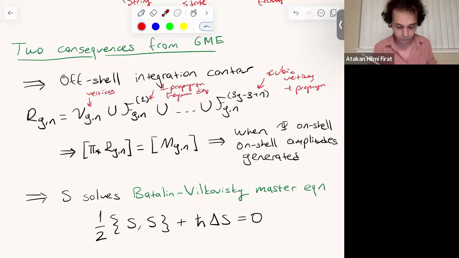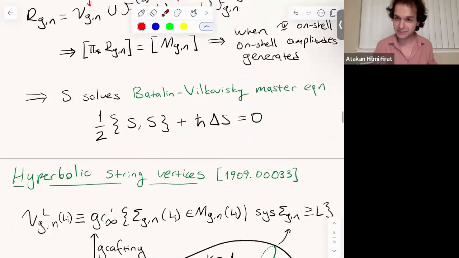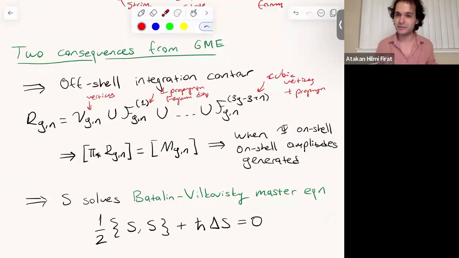So I think it's a good point. Next I'm going to talk about a very particular solution, my favorite solution to this equation. But before I do that, are there any questions about the construction?